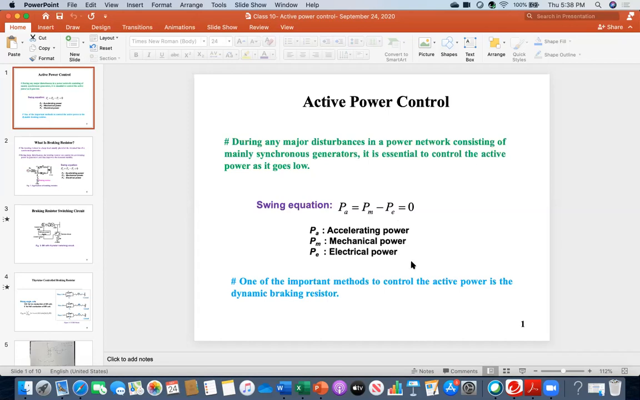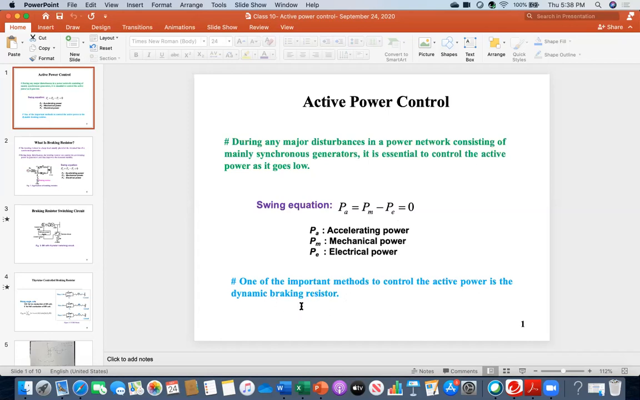That's why there are several methods. In this class, we will be covering a couple of methods. As I have written, one of the important methods, a very popular method, and a very simple and pretty interesting method to control the active power is called the dynamic braking resistor.